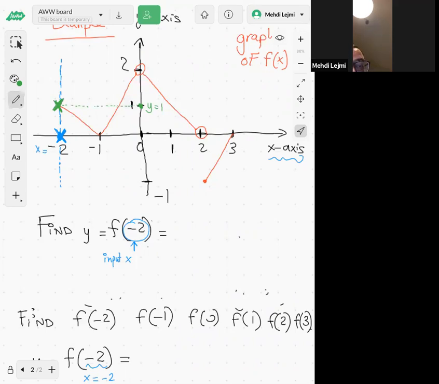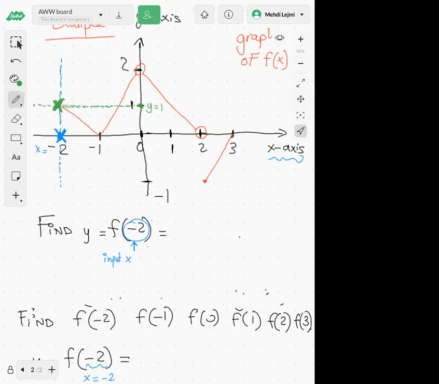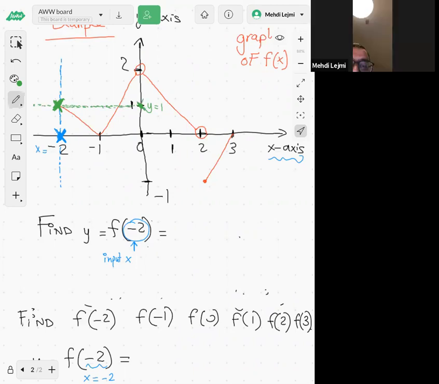Now, I need to find the corresponding output. So I draw the horizontal line passing through that point, where I have the intersection. So to find the output, I have to draw the horizontal line, this one, the green line. You see the green line? The green line intersects the y-axis here, and that's y equal to 1. This point here is where y is 1. That's the vertical axis, the y-axis.